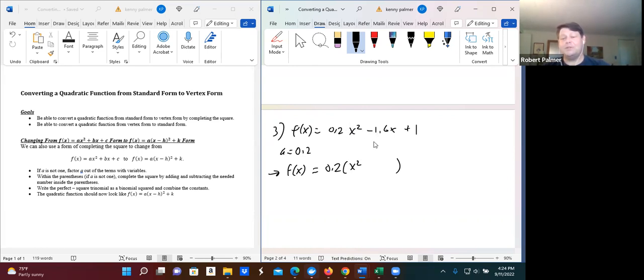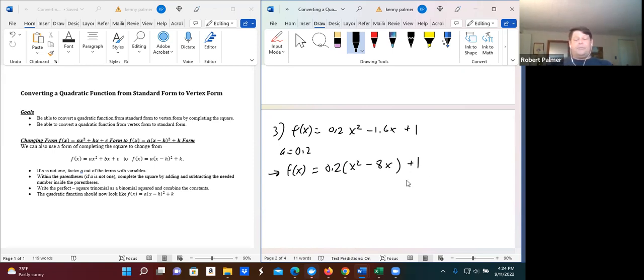I'm going to divide 1.6 by 0.2. If I do that, I get minus 8x. If I divide 1.6 by 0.2, I get minus 8. Now, if you're unsure, multiply that back through. 0.2x squared is 0.2x squared. 0.2 times negative 8x is negative 1.6x, plus 1.